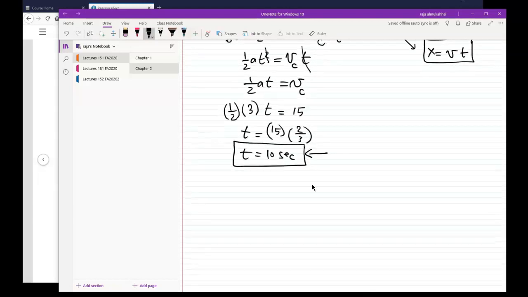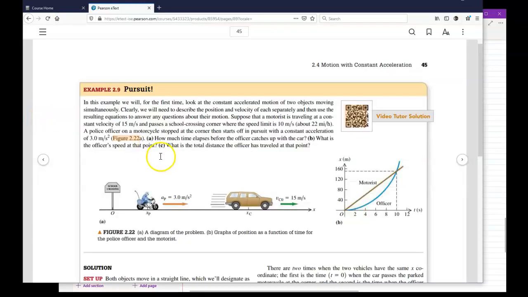Part B, he says, what is the officer's speed at that point? So the officer is speeding up. By the time he catches up with the car, what is his speed?